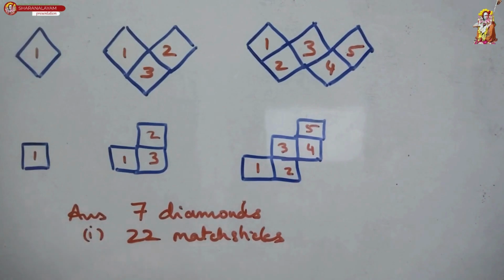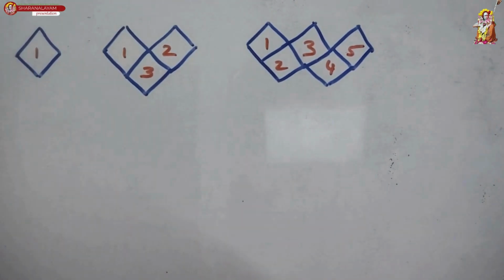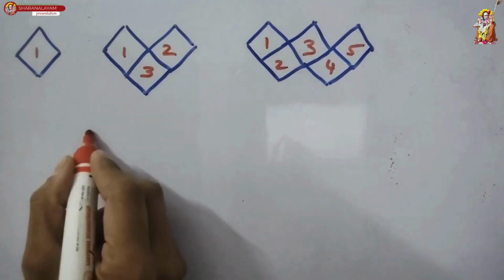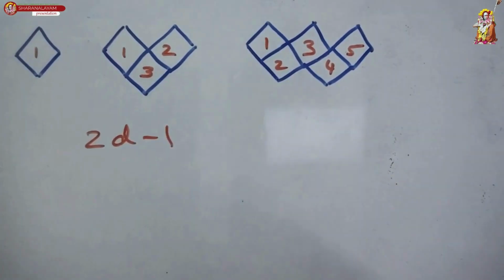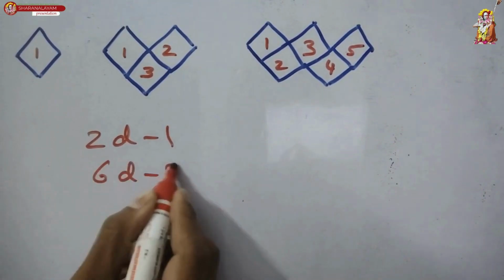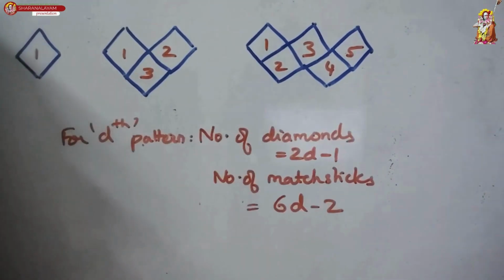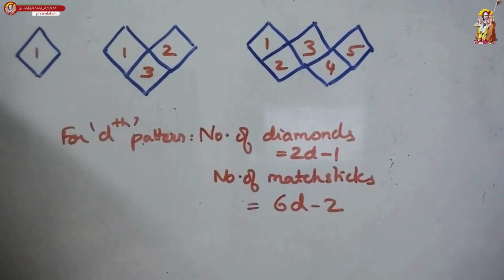Okay. Second part: how many diamonds will be in the dth pattern? 2d minus 1. And how many matchsticks will be required for the dth pattern? 6d minus 2. So for the dth pattern, the number of diamonds will be 2d minus 1 and the number of matchsticks will be 6d minus 2.